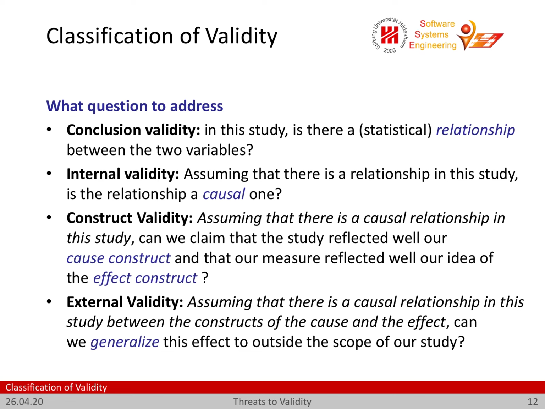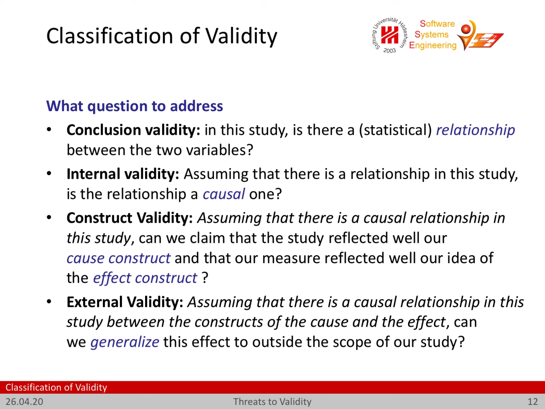Internal validity is assuming that there is a statistical relationship in this study, meaning we already showed conclusion validity. We assume conclusion validity; is the relationship a causal relationship? That's not trivial because correlation is not causation. There are cases where you have a statistical relationship and they are not truly causal relationships. For example, both constructs may depend on a third thing, may be caused from that, and they may actually be caused in a simultaneous manner from that.